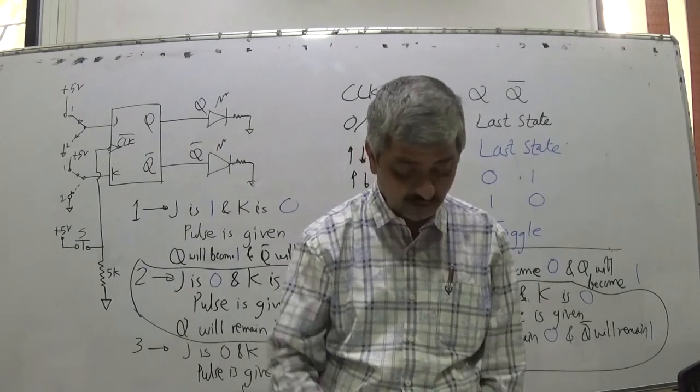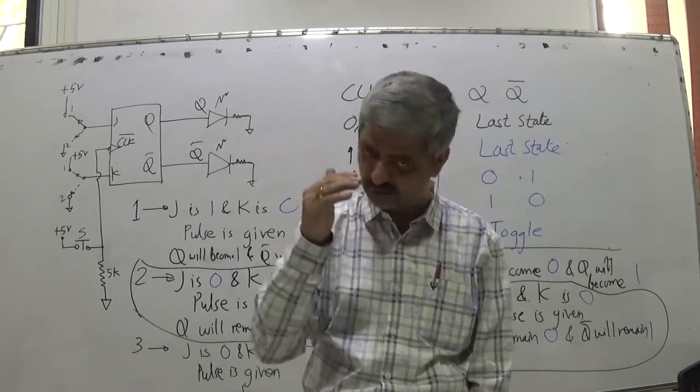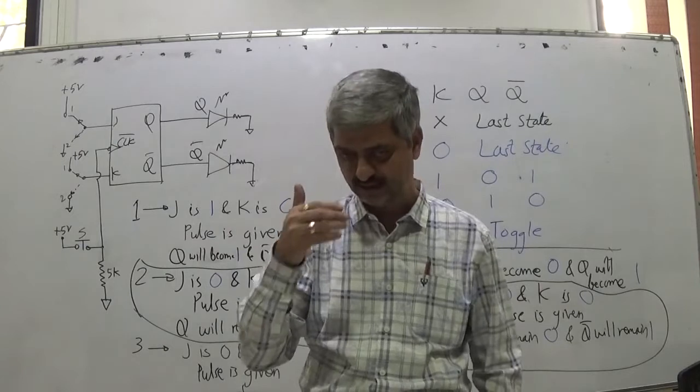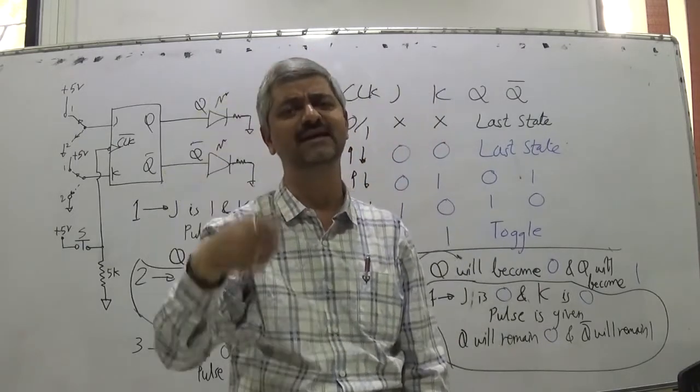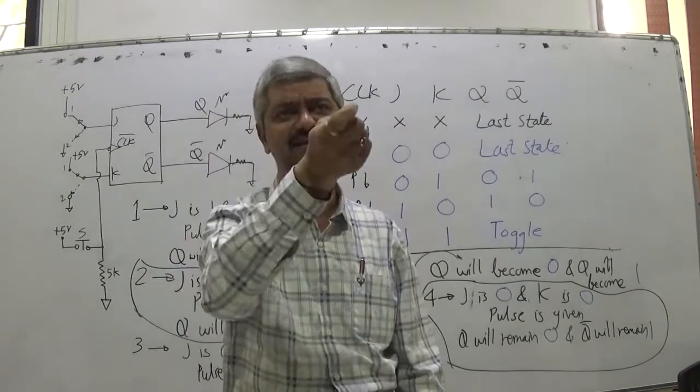So when inputs are 0 0, now actually you can have an exercise. Take any sequence, whatever you like, randomly. J and K this, give pulse.